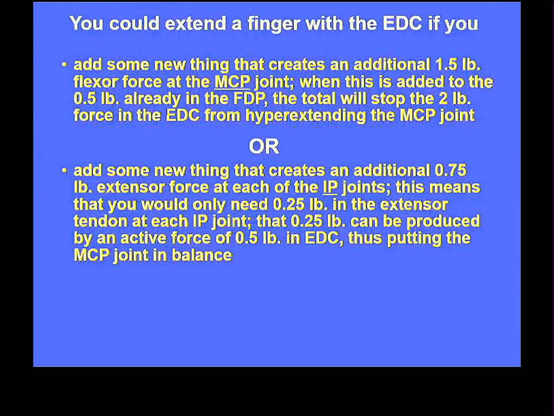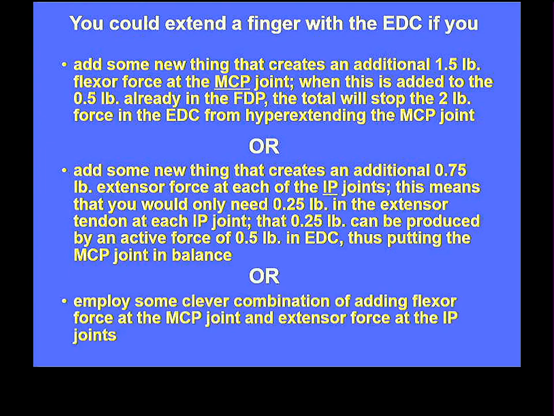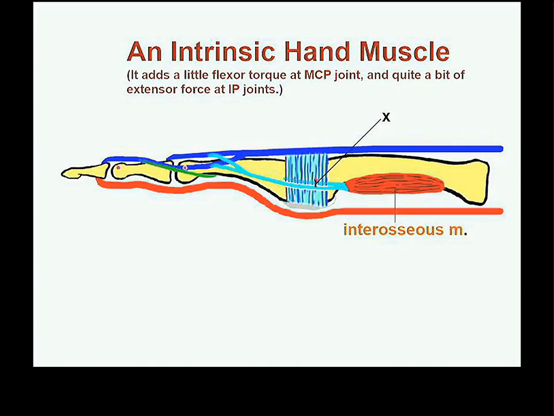Or you could add some new thing that creates an additional 3/4 pound extensor force at each of the IP joints. This means that you would need only 1/4 pound in the extensor tendon at each IP joint, and that 1/4 pound could be produced by an active force of 1/2 pound in the EDC, and that would put the MCP joint into balance. Again, you can think about this at home if you really care about how this happens. Or you can employ some clever combination of adding flexor force at the MCP joint and extensor force at the IP joints, and that is what is done, the clever combination of doing these things.